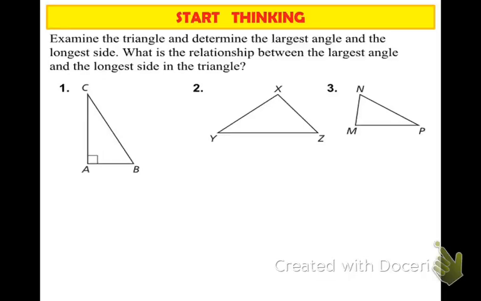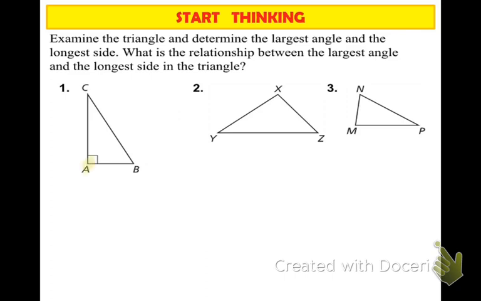So you're going to take your highlighter. It says examine the triangle and determine the largest angle and the largest side, the longest side. So let's look at number 1. Give me the letter of the angle you think is the largest angle. C. You think that this is the widest angle? Oh, the widest. Largest would be widest. Same thing. So angle A.